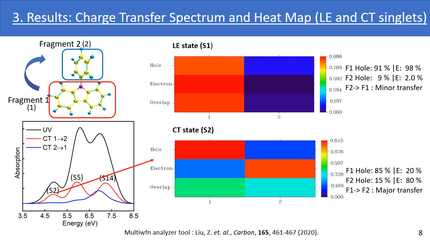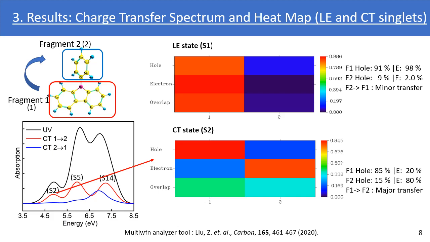Now, to further analyze the nature of the identified CT and LE states, we plot the charge transfer spectrum and the interfragment charge transfer heat map. The interfragment charge transfer heat map is basically used to study the amount of charge transfer between the different fragments. Thus, we divide the molecule into two distinct fragments: fragment 1, which corresponds to the donor, and fragment 2, which corresponds to the acceptor part of the molecule.